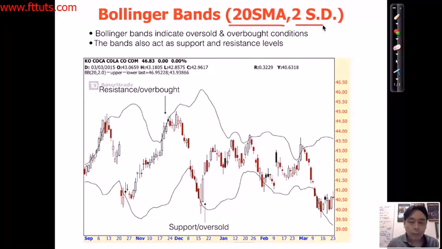software. So let's take a look how to use the Bollinger Bands. Right? If you take a look at the price of Coke, you can see that more or less moving sideways, okay?